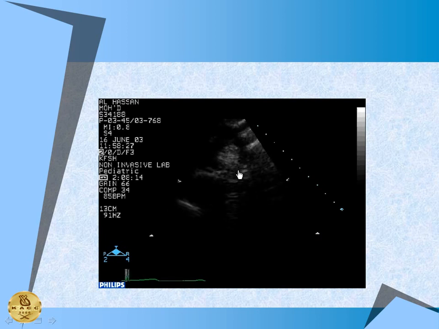Here, there's probably a narrowing somewhere there. Let's see, with color Doppler, here we're suspecting it by echo. It's not as clear. We do see some sort of a shelf.